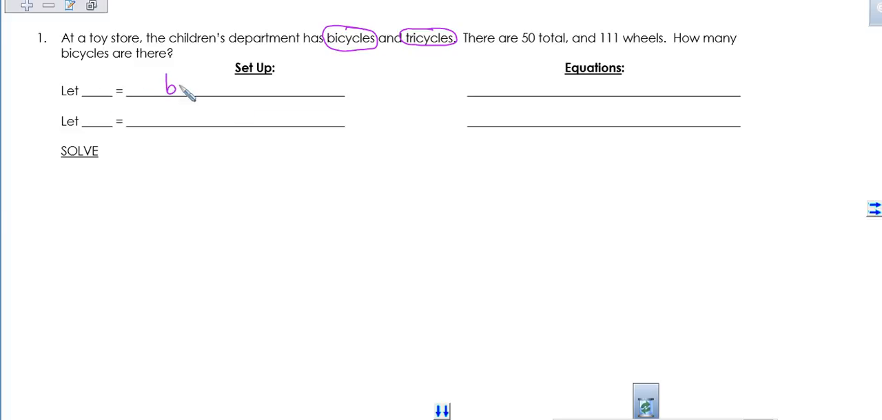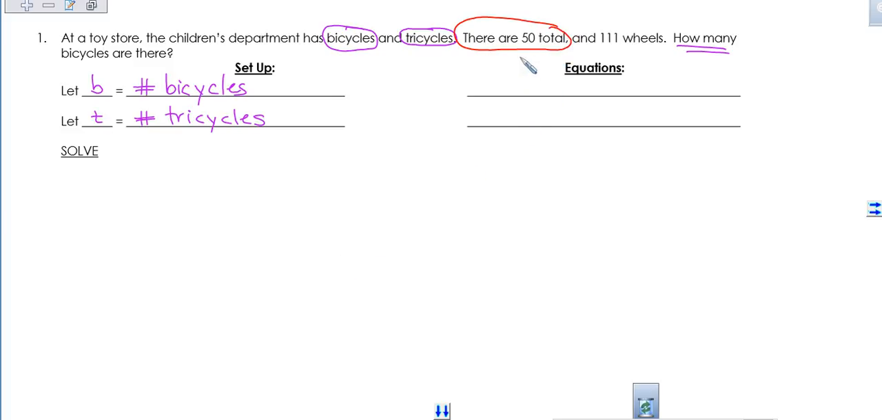Okay, so we have bicycles and tricycles. And what do we need to know about the bicycles and tricycles? We need to know how many are there. Okay? So we need to know the number of bicycles and the number of tricycles. Well, these should be pretty straightforward as to the letter I'm going to use. Okay? So now let's go to the information that they tell us about the bicycles and tricycles. It says that there are 50 total.